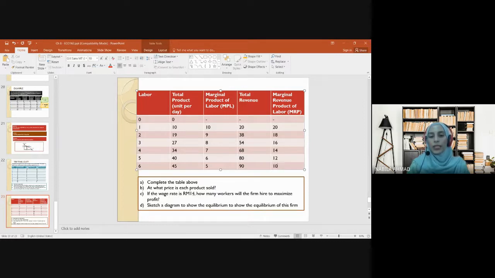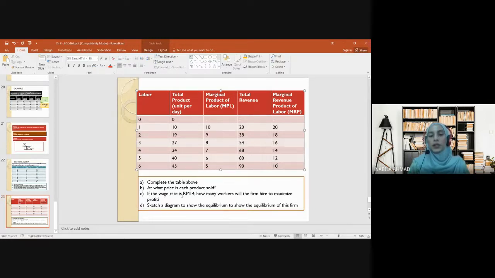Okay, so at what price each product sold? So kita nak tahu berapa harga lah untuk setiap produk. So untuk harga tu, kalau kita ingat balik, MRP adalah apabila MPP darab dengan price. Okay, so kita ambil sahaja 20 divide by 10, RM2. So maknanya setiap satu barang itu adalah berharga RM2. Sebab 10 darab 2, 20. 9 darab 2, 18. 8 darab 2, 16.